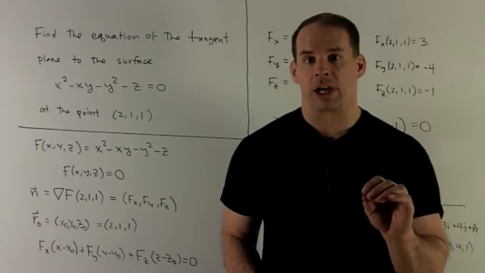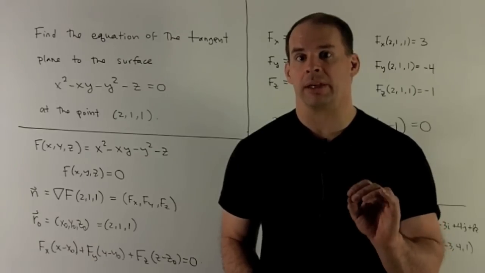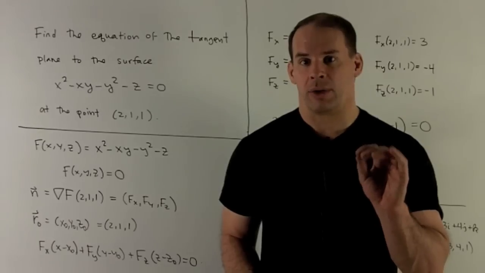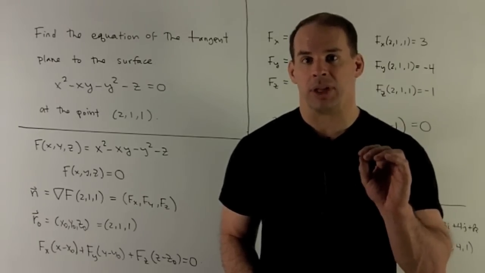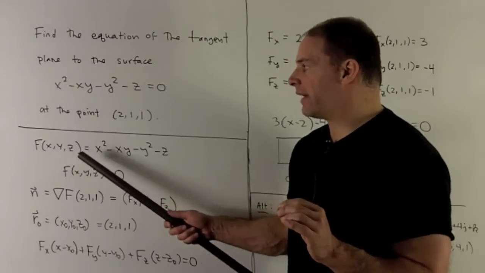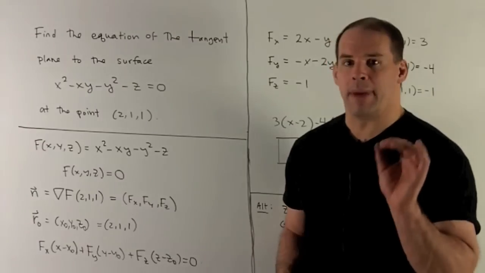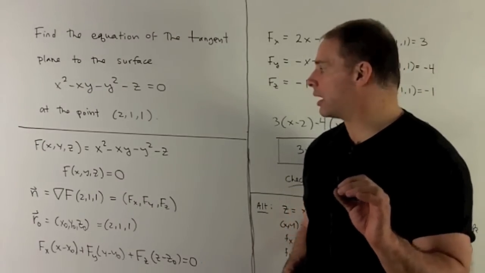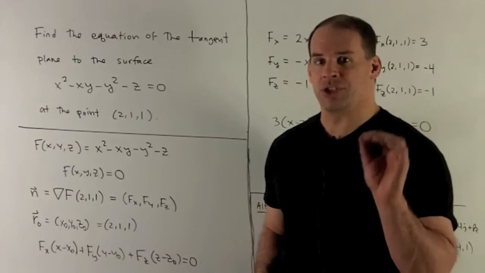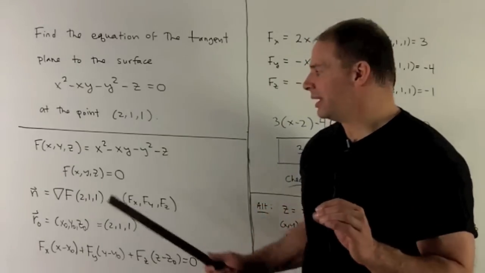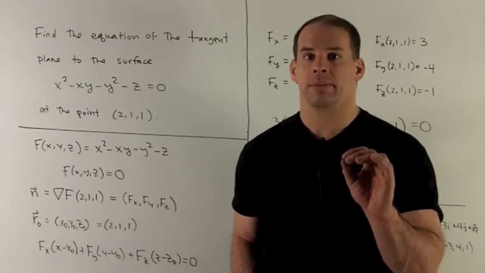Then I need a normal direction. This is going to be a vector that's perpendicular to the plane. To get that, I'm going to have to rethink the problem. So we're going to define a function, capital F. It's going to be a function of three variables, x, y, and z, given by x squared minus xy minus y squared minus z. Then you'll note our surface is just going to be where capital F is equal to 0. So it's going to be a level surface.